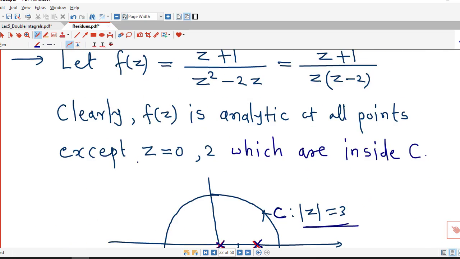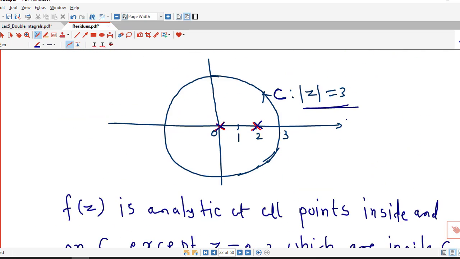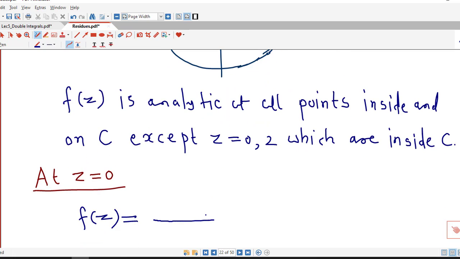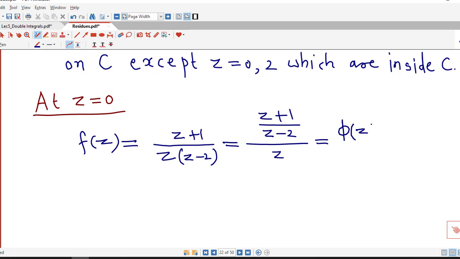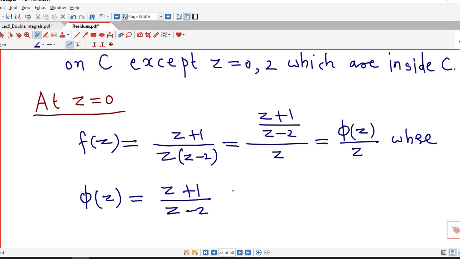Now f of z is nothing but z plus 1 over z into z minus 2. So to determine the residue at z equal to 0, we rewrite our function as z plus 1 over z minus 2 divided by z, and suppose this is denoted by phi of z, where phi of z is z plus 1 over z minus 2 and this is analytic at z equal to 0.